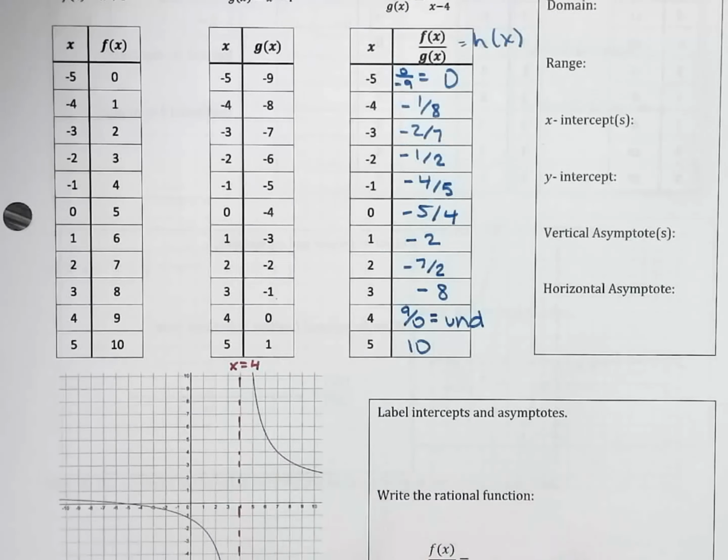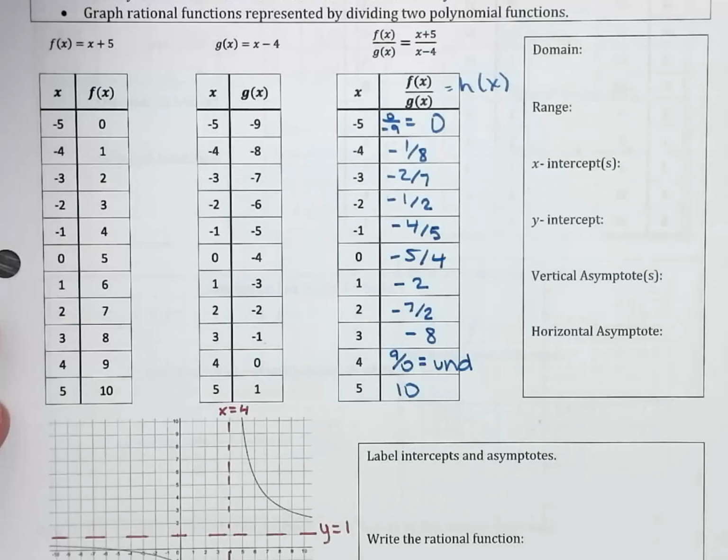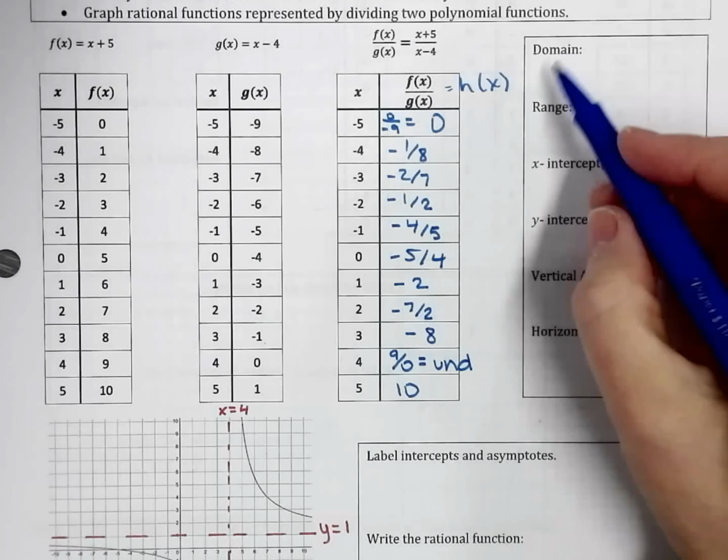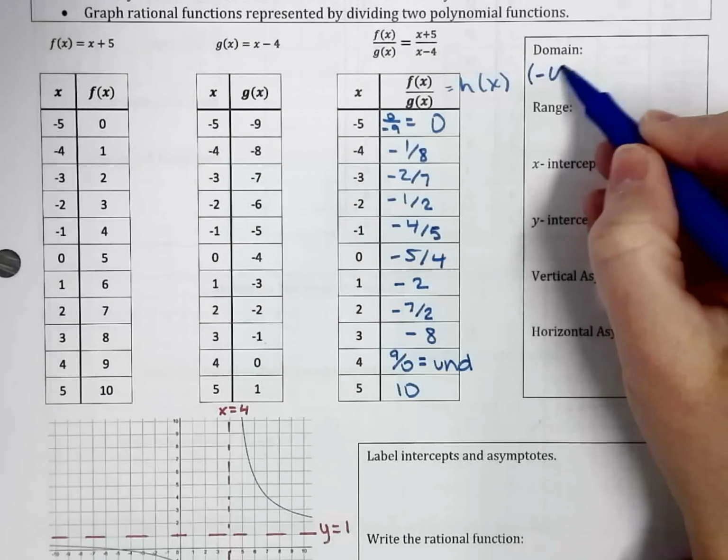Okay. Now that we have the graph and the table, we need to fill out all these things right here. So domain is everything starting from -infinity up to the vertical asymptote, which is 4, right there. And then pick it up at 4 again, and that goes toward positive infinity. Range starts at -infinity, goes up to 1, the horizontal asymptote right there, and then starts at 1 again, and it goes all the way up to positive infinity.